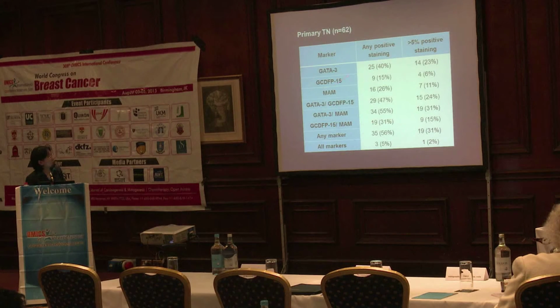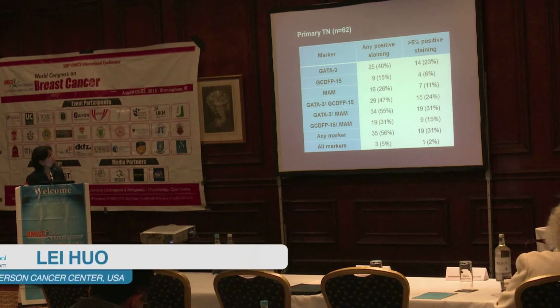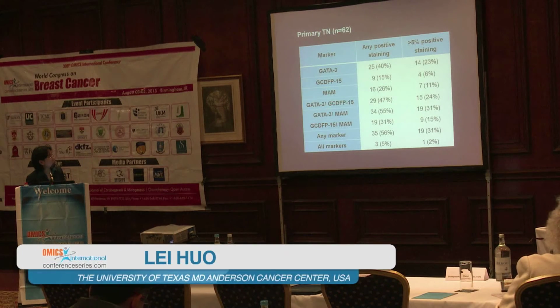This is the summary of the results in the primary cohort. GATA3 was positive in 40% of the cases if any positive staining was considered positive. GCDFP-15 was 15%, and mammaglobin 26%. These numbers are essentially the same as we have shown in the previous study.